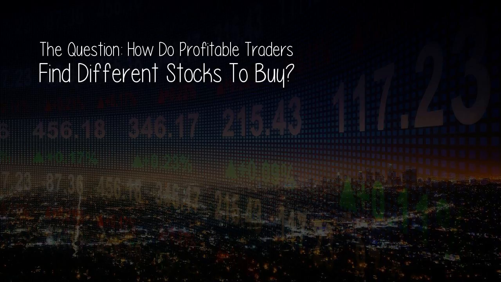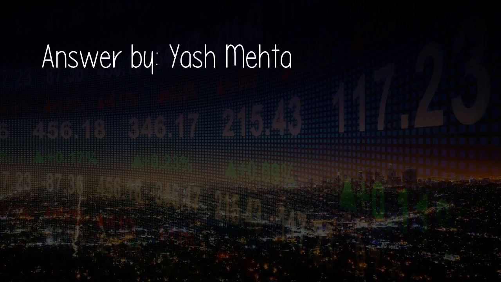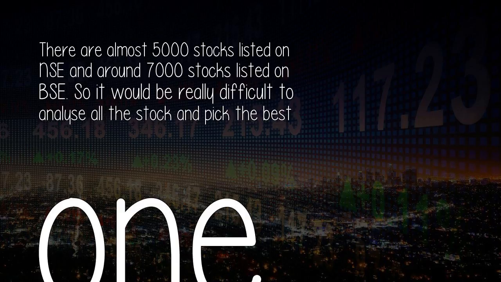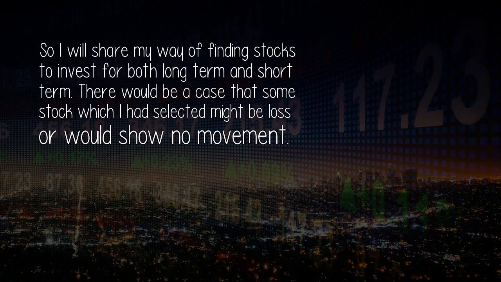The question: how do profitable traders find different stocks to buy? Answer by Yash Mehta. There are almost 5,000 stocks listed on NSE and around 7,000 stocks listed on BSE, so it would be really difficult to analyze all the stocks and pick the best one. So I will share my way of finding stocks to invest in, for both long-term and short-term.